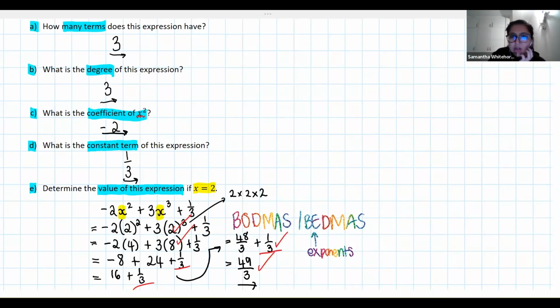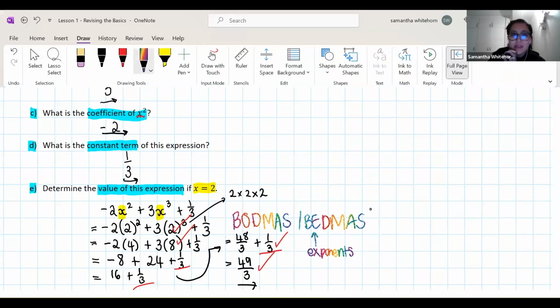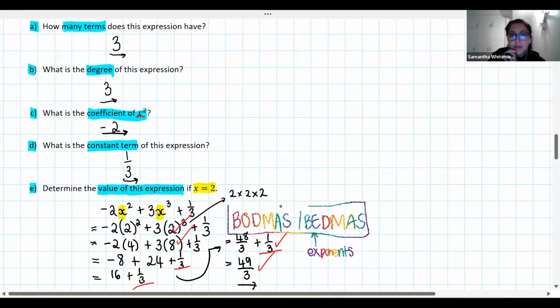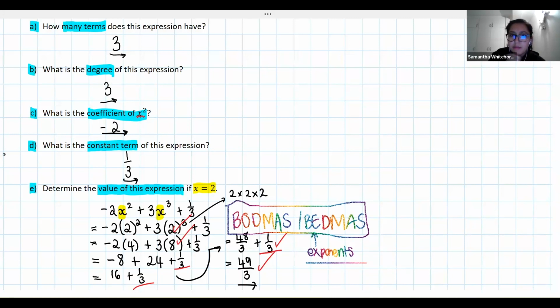I'm happy. All right, so guys, there is no such thing as bedmas. It is bodmas or bedmas. What I have written down, that is it. Those are your options. Bodmas, bedmas. I prefer bedmas because of the exponents. It just helps me remember.